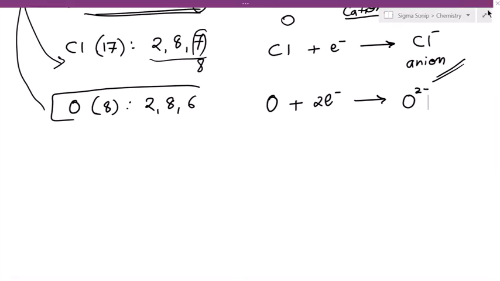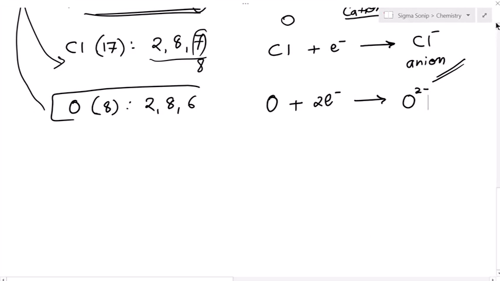Let's look at what happens when sodium and chlorine combine. One thing we need to keep in mind here is that when one atom is giving away an electron, there should be another atom, another species, available to accept that electron. An atom cannot give away an electron just as it is. There needs to be some other atom which is willing to take that electron. Otherwise, the electron would not be donated.